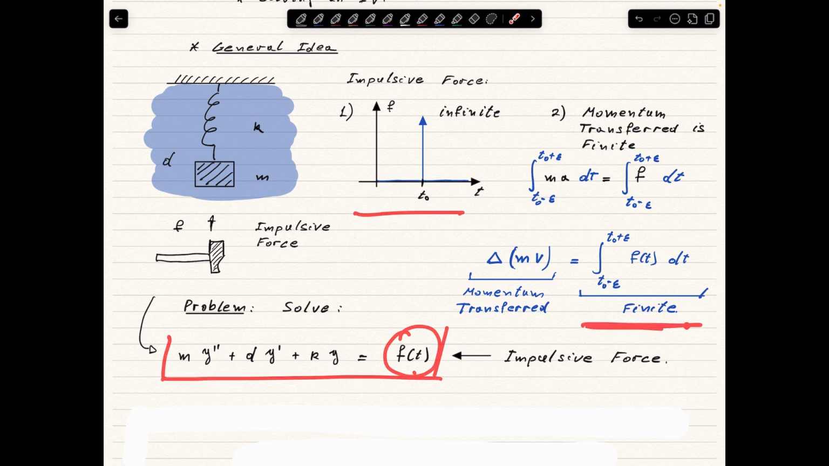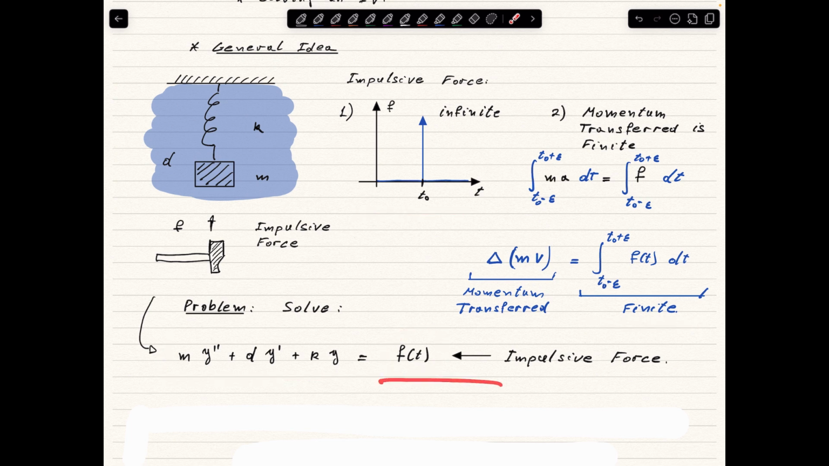And one way to describe this situation mathematically is using the properties of the impulsive force, that the integral in time is finite.